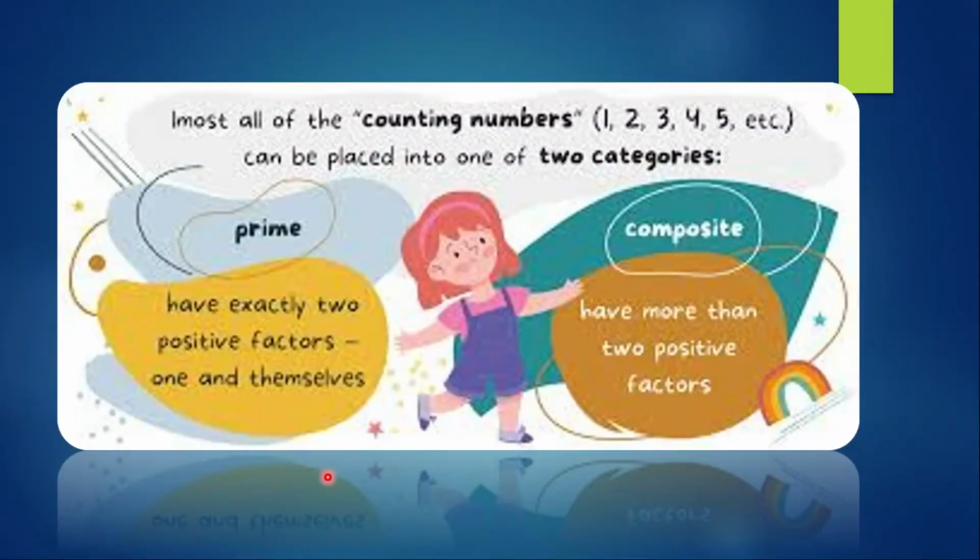So first of all, you know that the counting numbers like 1, 2, 3, 4 to infinity have all been categorized into two categories. One is the prime number and the second is the composite number. Prime numbers are those numbers which have exactly two positive factors, 1 and the number itself, and composite numbers have more than two positive factors.